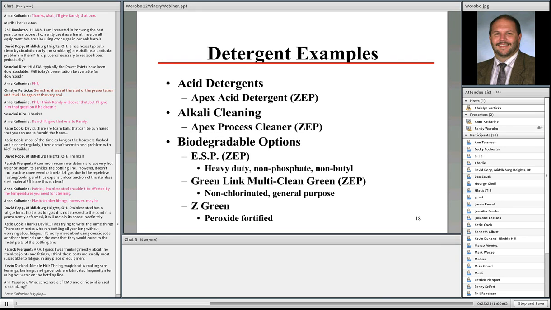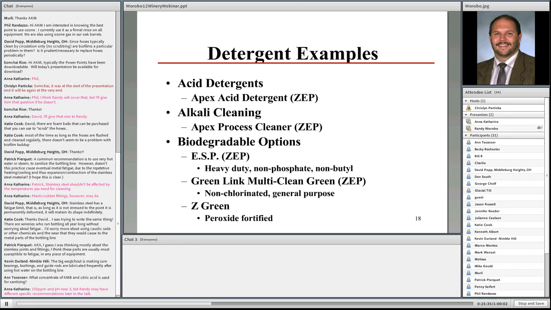In California, water conservation is extremely important, and it's becoming more important across the U.S. So biodegradable options include ESP, which is supplied by ZEP. It's for heavy duty. It's non-phosphate and it's non-butylated. So this would be when you have extremely heavy buildups.